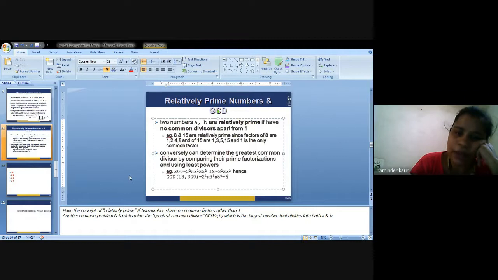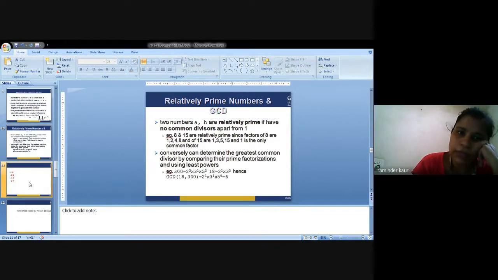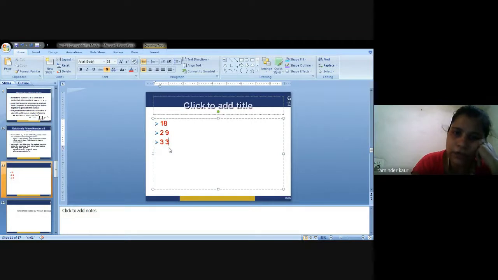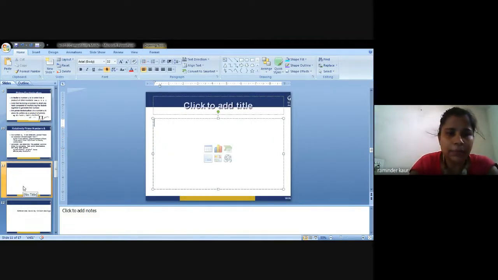So in this manner, they are calculating the values. This was just for your understanding, or I can say it is the rough work. I am deleting it.